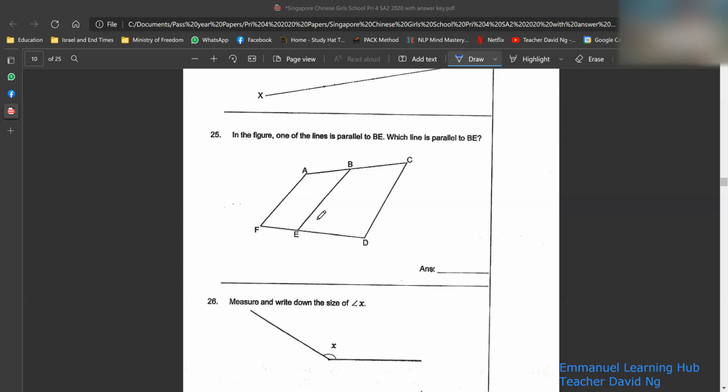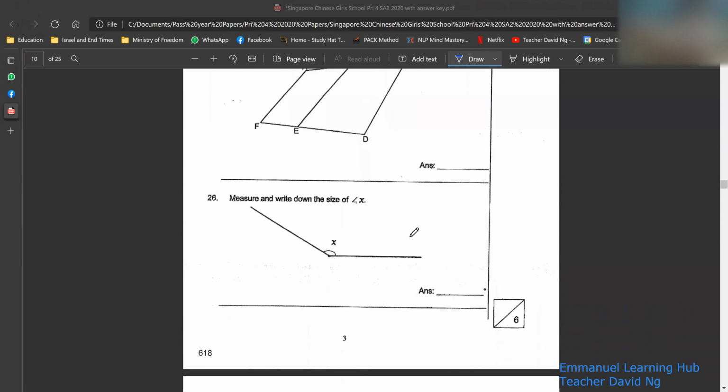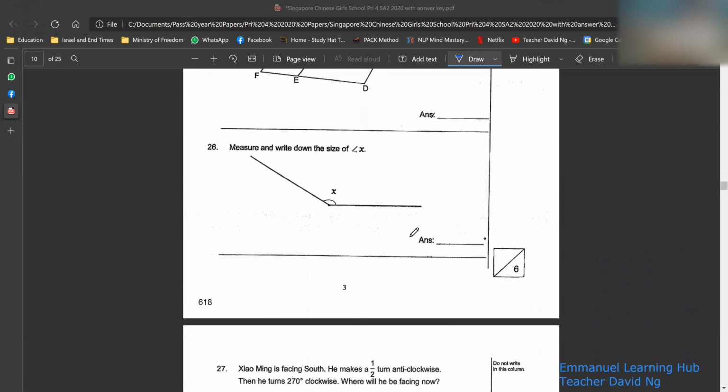Okay, let me move on. Question 26, what is your answer? 150 degrees. Okay, the answer is 149 degrees. So the answer for angle X is 149 degrees, not 150 degrees. So it's a matter of using your protractor to measure. But is it still counted if you write 150 in the exam?